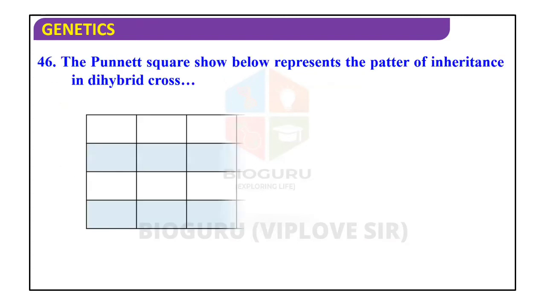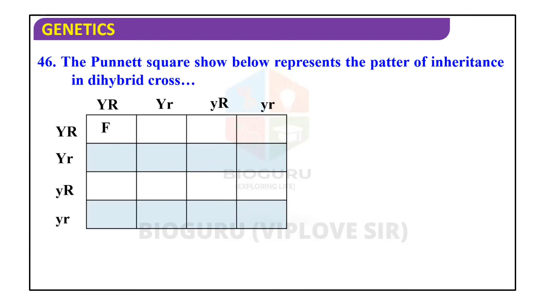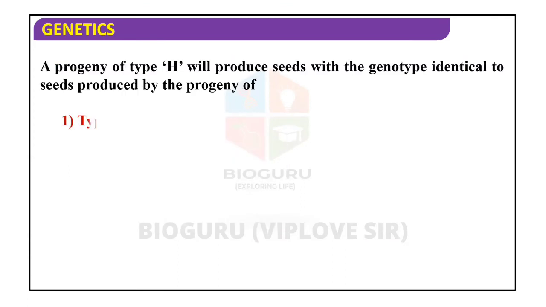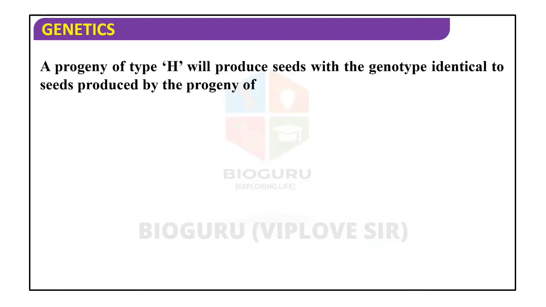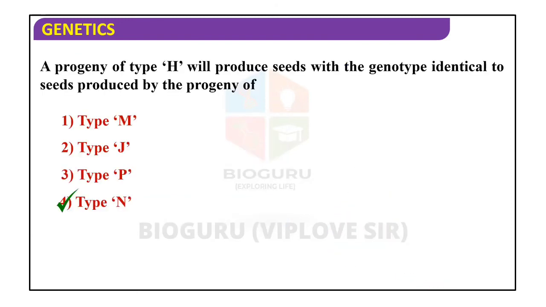That's good. The Punnett square shown below represents the pattern of inheritance in a dihybrid cross. Based on the Punnett square, a progeny of type H will produce seeds with a genotype identical to seeds produced by the progeny of type M, type J, type P, or type N. You can see this chart again. Okay, so yes, it is type N.